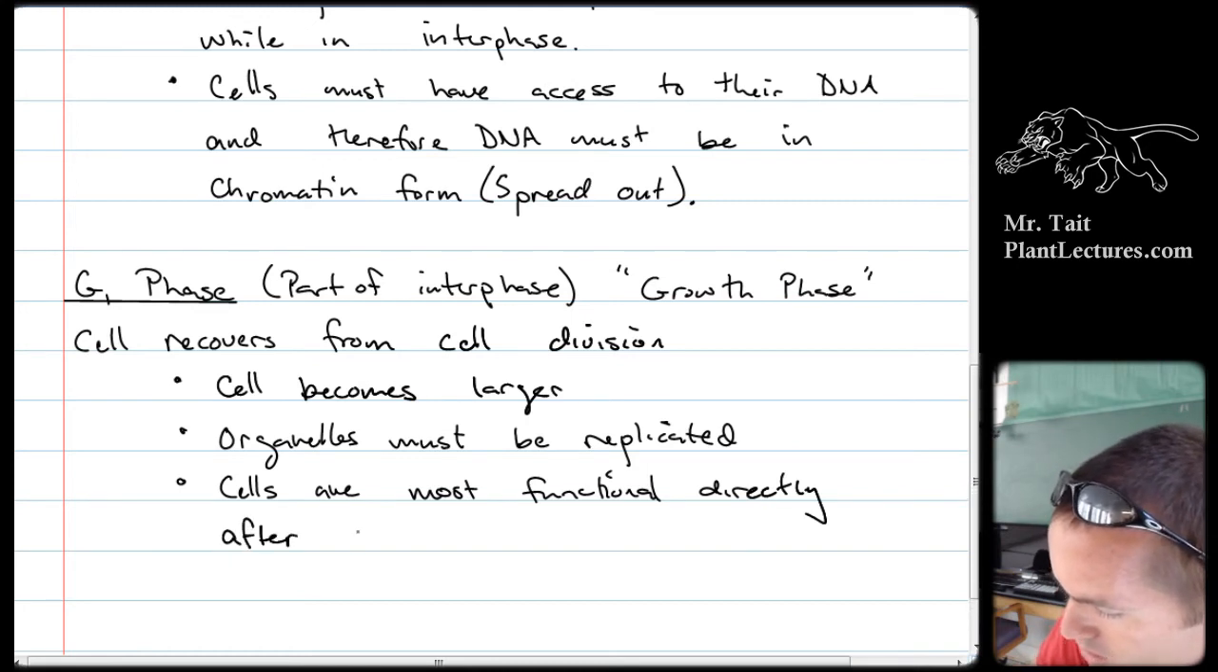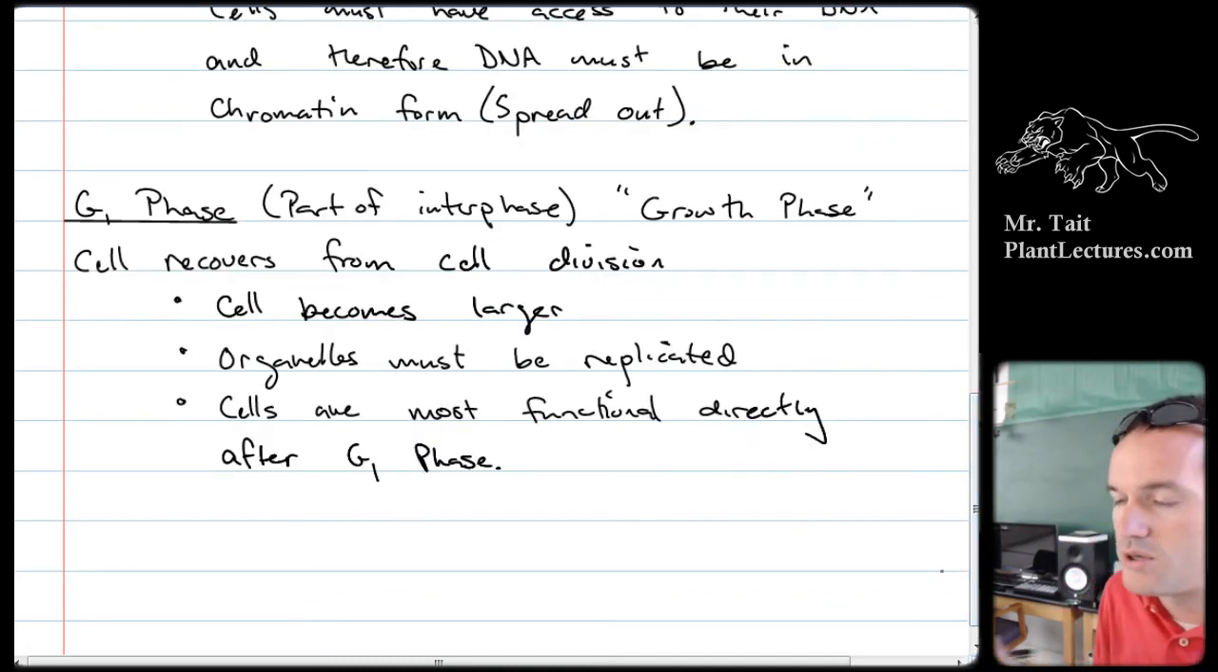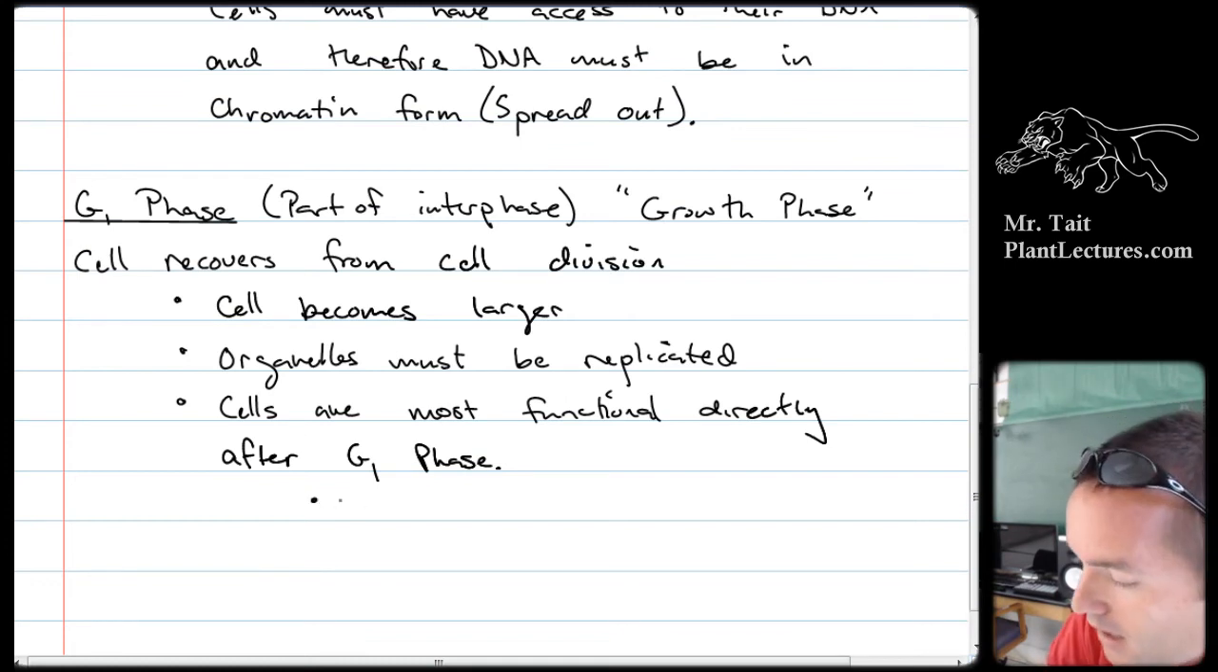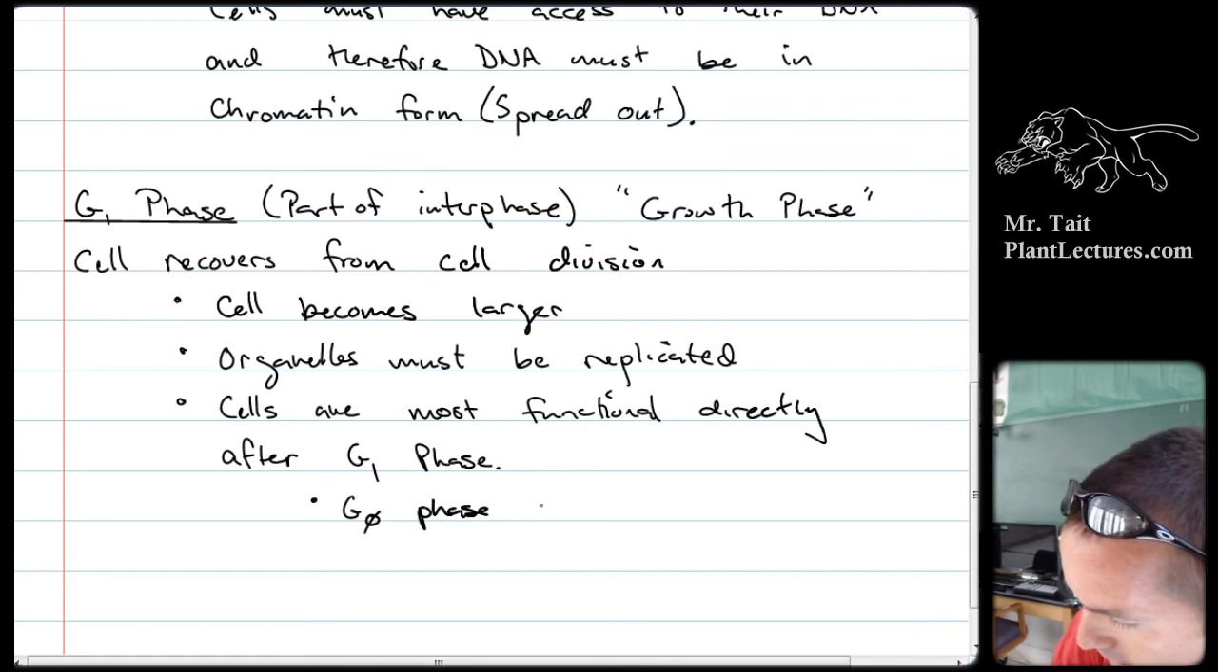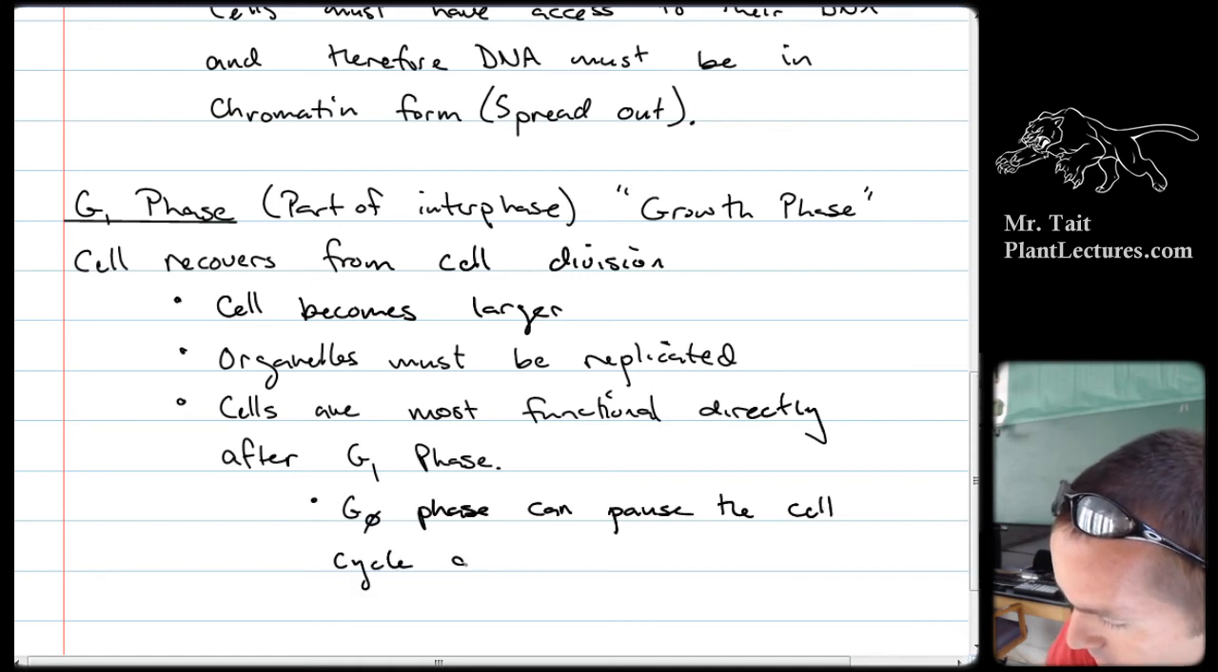after G1 phase. Okay, so if you were going to arrest a cell or stop the cell cycle or pause the cell cycle, the time that it makes the most sense to do that is right after G1, because that's the time where the cell is the most efficient because it's the correct size and it's got the correct amount of organelles. Okay, so G0 phase can pause the cell cycle after G1.